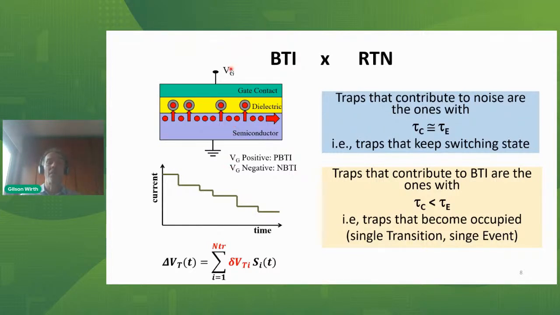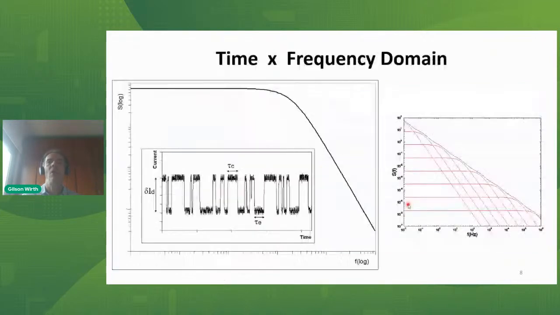If you turn off the transistor, you may see, and you do see, recovery, because then you change the capture and emission times, as they are bias point dependent. So basically, you turn on the transistor, the capture time becomes shorter, and you fill the traps. After you turn off the transistor, the emission time gets shorter, and you empty the traps, emitting them. So basically, they are the same kind of traps; the difference between BTI and noise is the capture and emission times.